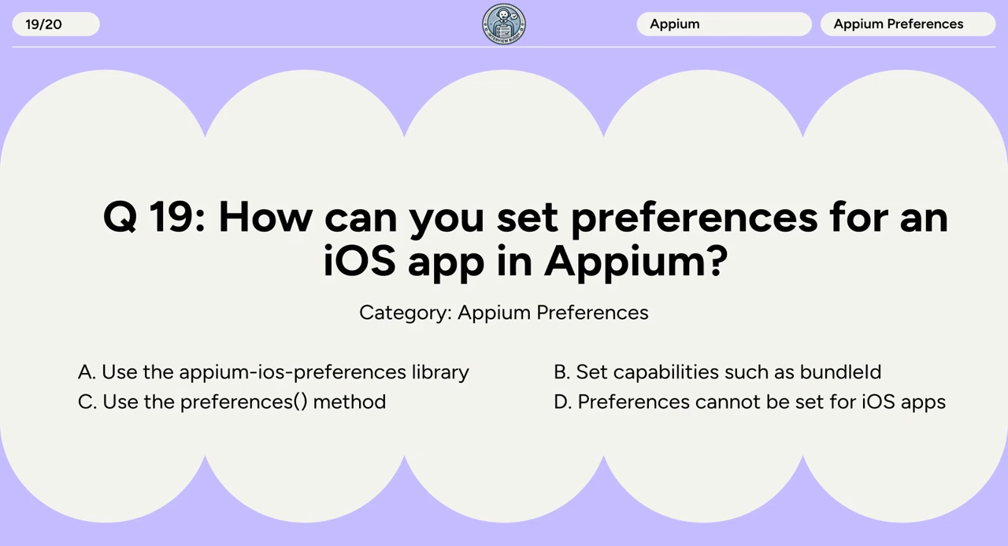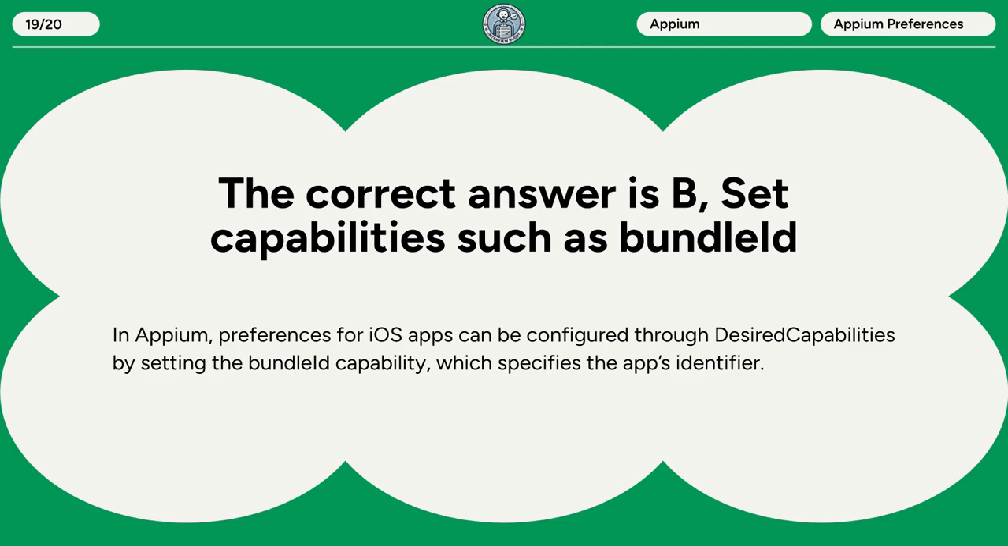Question 19. How can you set preferences for an iOS app in Appium? A. Use the Appium iOS Preferences library. B. Set capabilities such as Bundle ID. C. Use the Preferences method. D. Preferences cannot be set for iOS apps. The correct answer is B. Set capabilities such as Bundle ID. In Appium, preferences for iOS apps can be configured through desired capabilities by setting the Bundle ID capability, which specifies the app's identifier.